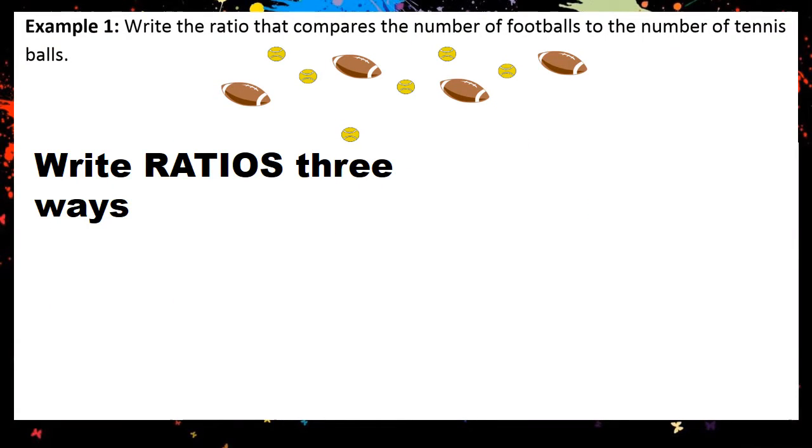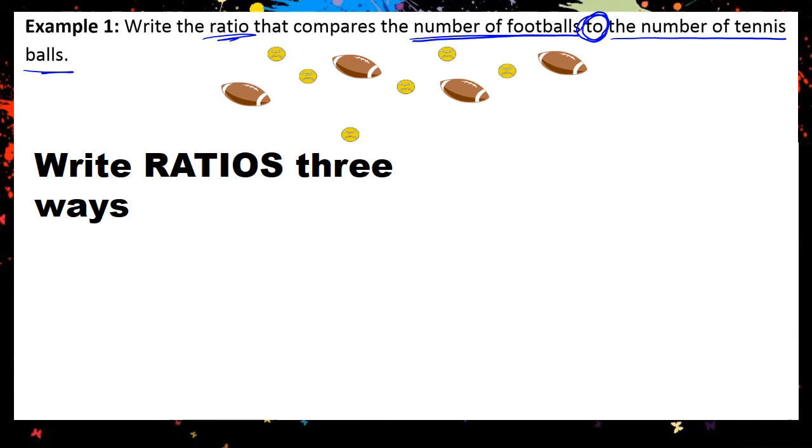Here we're given our first example. We're going to write the ratio that compares the number of footballs to the number of tennis balls. Our very first step is to underline some key information. We're looking for the number of footballs. The word "to" tells us that we have a ratio problem. And we're going to underline the number of tennis balls.